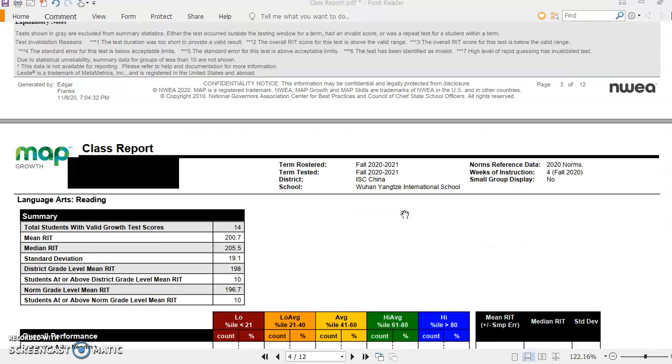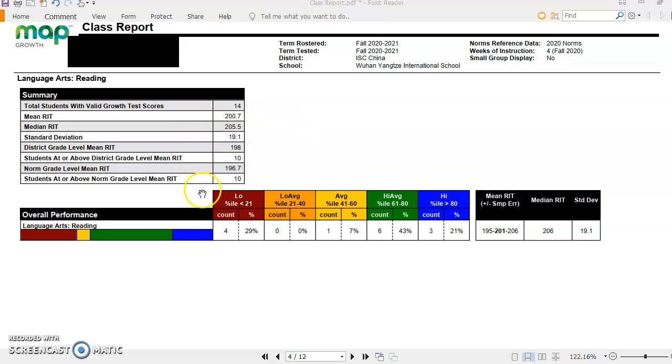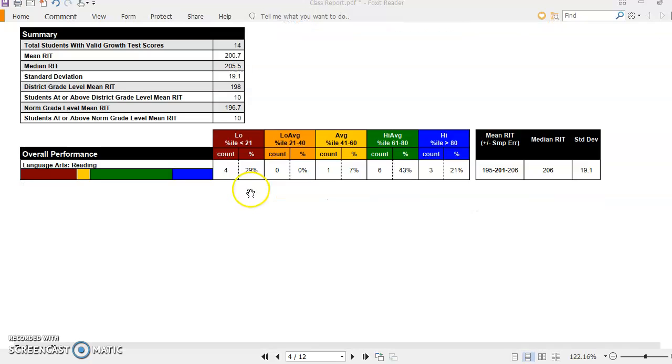Now the reading is a little bit different, though a lot of it is the same. We have the mean for the class, the district mean, and the norm. So in this sense, this class is above the district and above the norm. But we see that there are 4 struggling students right here.